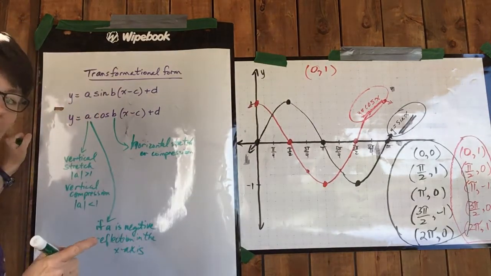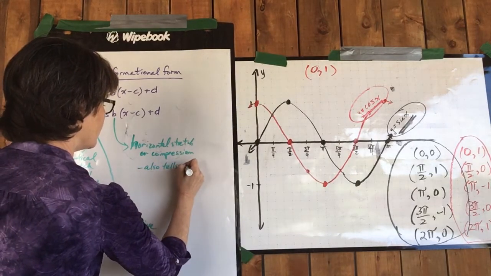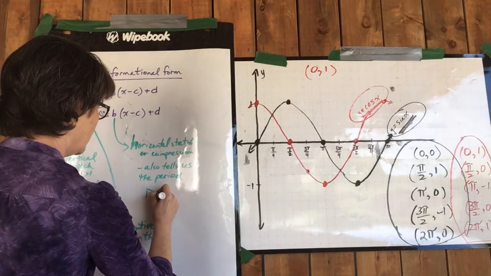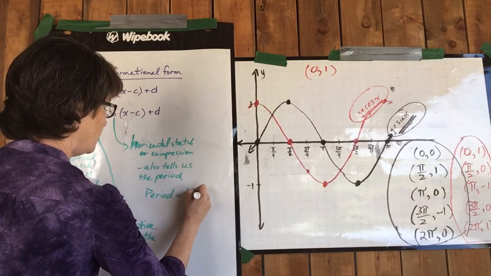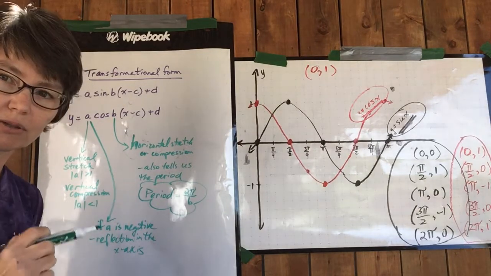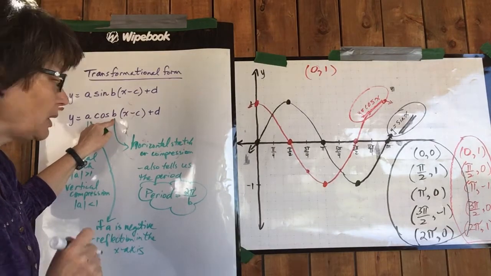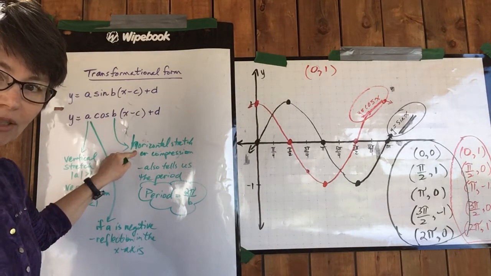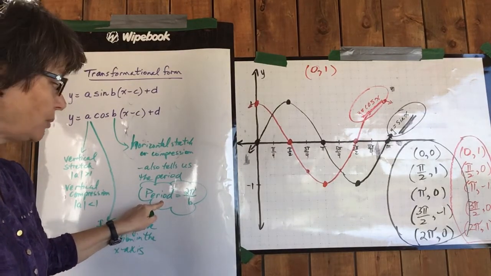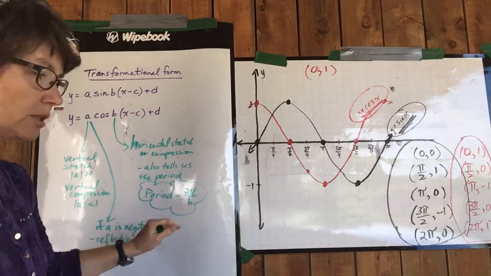B also tells us how big the period is, using this equation for sine and cosine: period equals 2 pi divided by b. So this is important. It's important to use the correct terminology. B is not the period. B is the horizontal stretch or compression, but it tells us how big the period is based on this equation: period equals 2 pi divided by b. And this is true for both the sine function and the cosine function.